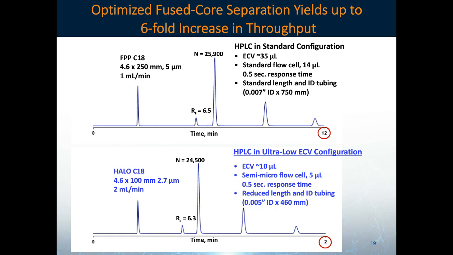So with this HPLC in ultra-low extra column volume configuration, the ECV is approximately 10 microliters. We're using a smaller volume flow cell at 5 microliters and the same response time, but we've reduced the length and ID of the tubing.